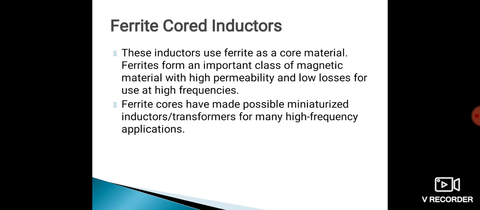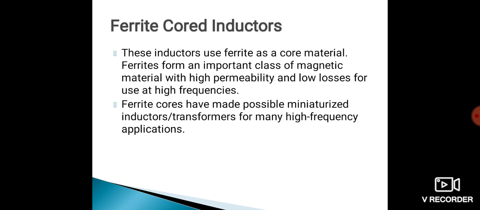Now we will move to the last type of inductor, the ferrite core inductor. These inductors use ferrite as the base, the core material. Ferrite forms an important class of magnetic material with high permeability and low losses at high frequencies. That means if ferrite material is used at a very high frequency, it provides high permeability as well as low losses.